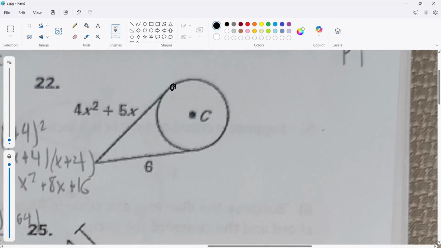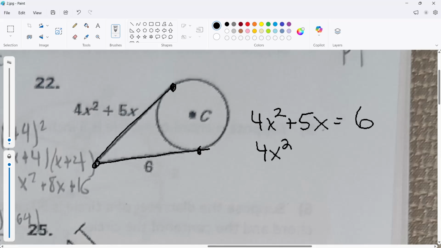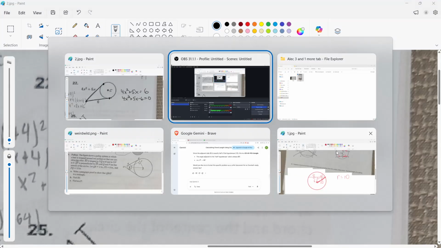So these appear to be tangents, so they are tangents. If you have two tangents from the same point, then those segments have the same length. So 4x squared plus 5x equals 6. And I will subtract 6 from both sides. 4x squared plus 5x minus 6 equals 0. Hold on, I want to make sure I'm recording.